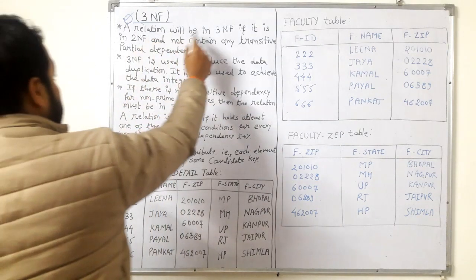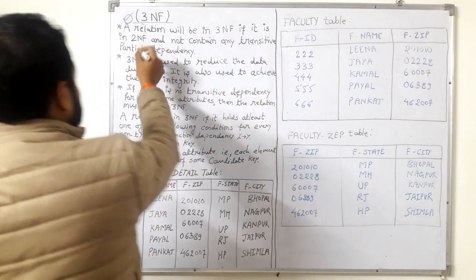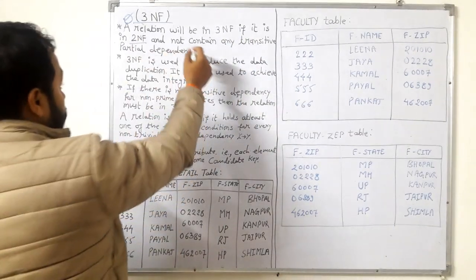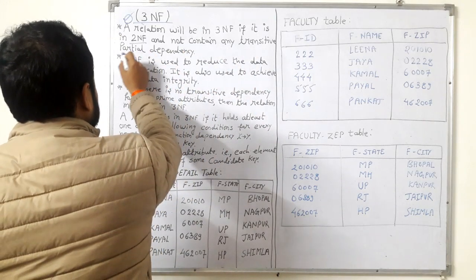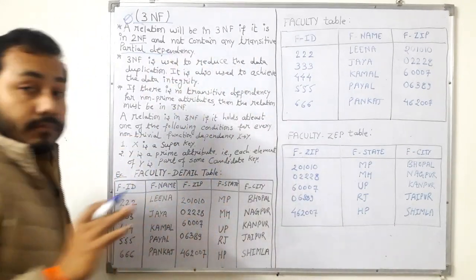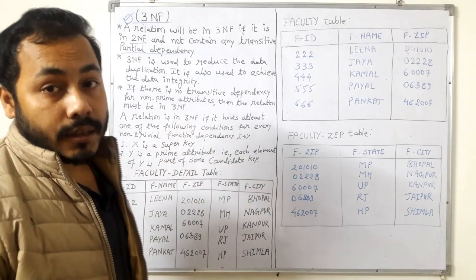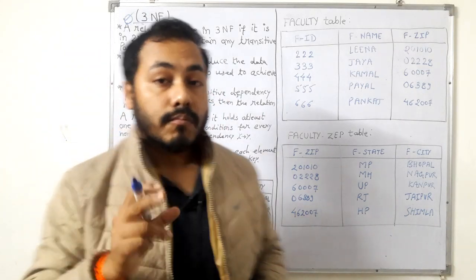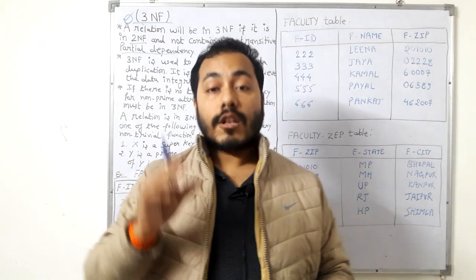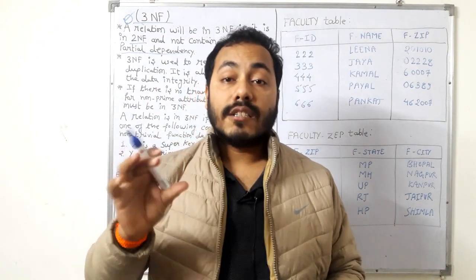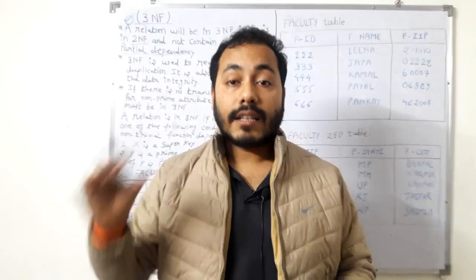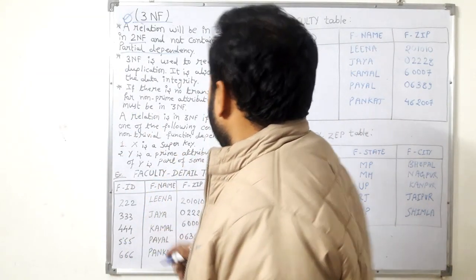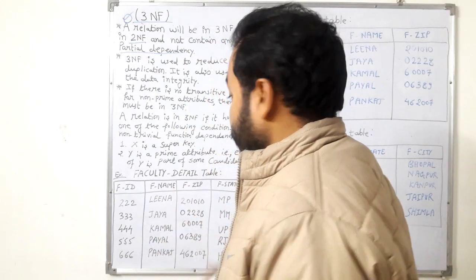Third normal form. A relation will be in third normal form if it is already in second normal form and does not contain any transitive partial dependency, or I can say transitive dependency. To remember: when we talk about the third normal form, the first thing that should come to your mind is transitive dependency, and that is not allowed here. Okay, so what is actually transitive dependency?